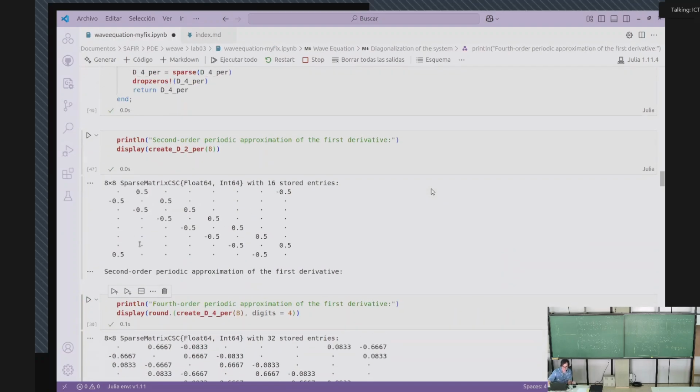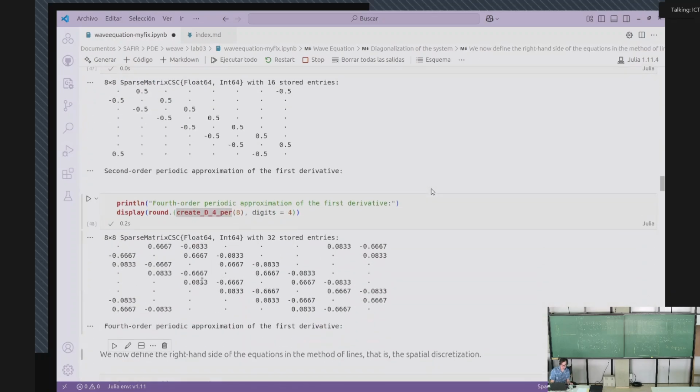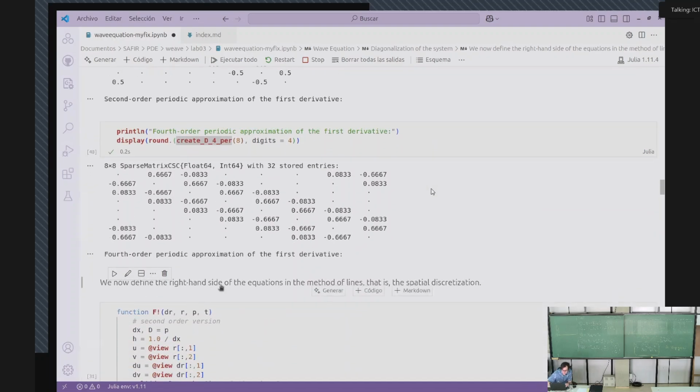This is, for example, the matrix of the second order periodic approximation of the spatial discretization, if the matrix was 8 by 8, so if we had 8 spatial points. And this is the matrix for the fourth order. So we have two bands here, and this will be a higher order derivative.